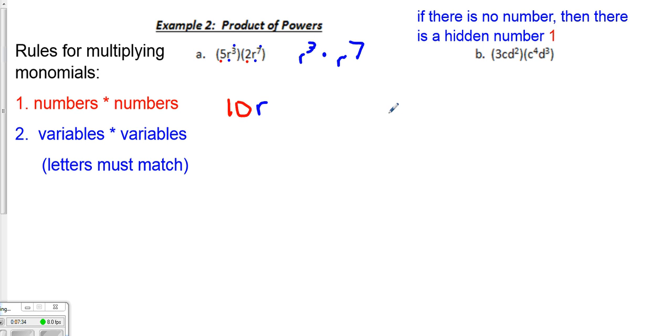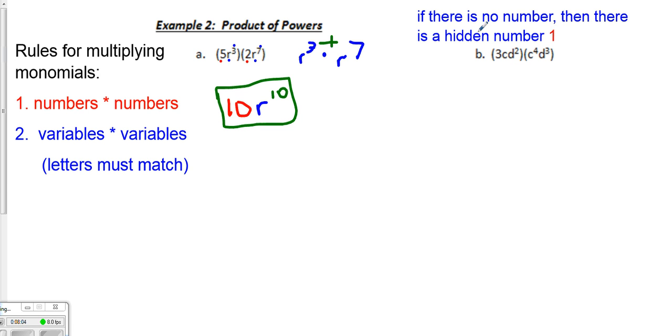r to the third times r to the seventh, which means we can just add 3 plus 7 here. So it's really, instead of r to the 3 and r to the 7, it's r to the 10th power. So we would call that 10r to the 10th power. This doesn't mean 10 is to the 10th power, it means r is to the 10th power. But this would be our simplified monomial then.